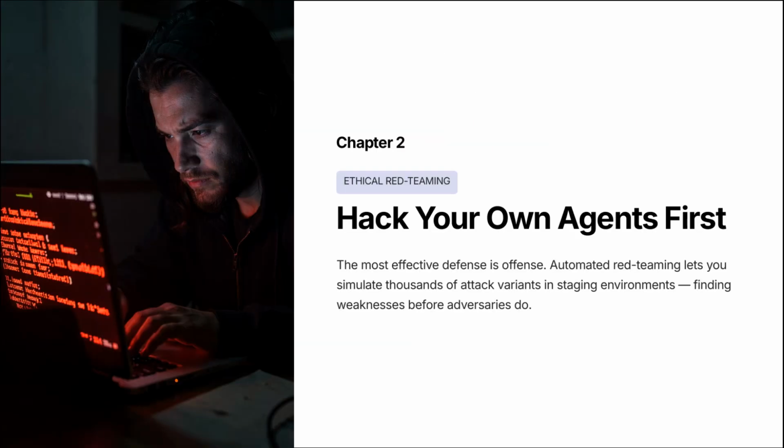Chapter 2 focuses on ethical red teaming, which means testing your own agents the way an attacker would, but in a controlled and authorized way. The goal is simple: find weaknesses before someone else does. For AI systems, this is especially important because small prompt changes can lead to unexpected behavior. Automated red teaming helps you scale that process by generating thousands of attack variations and running them safely in staging environments. That gives you a practical way to uncover weak instructions, unsafe tool access, and gaps in guardrails early, when fixes are faster and less costly. In short, a strong defense starts with intentionally trying to break your own system first.